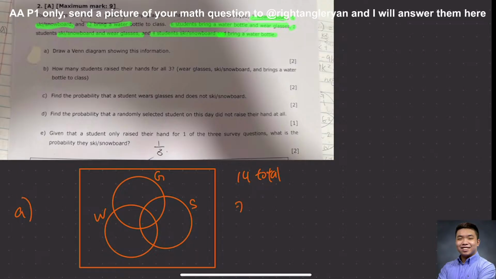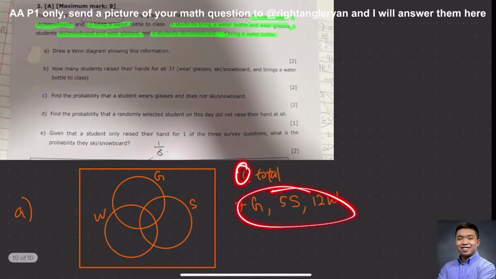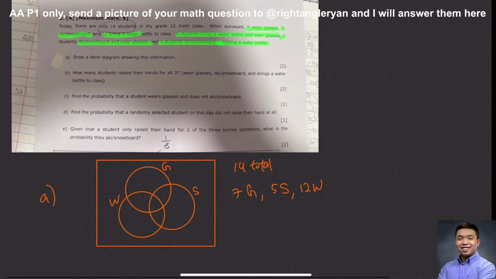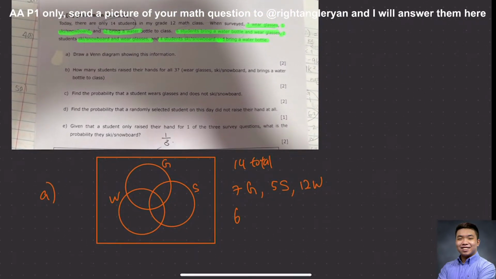So we have 7G, 5S, and 12W. From here we can already tell it's more than 14, so there must be some overlapping. And then 6 students do water bottle and glasses. WG is 6. 2 students do ski and glasses, SG, and 4 students do ski and water bottle.